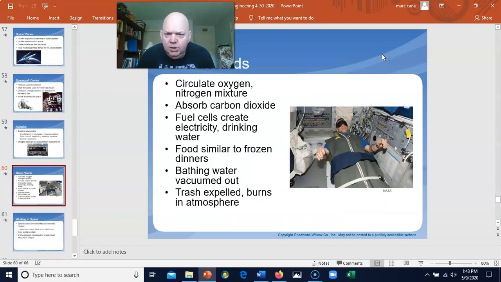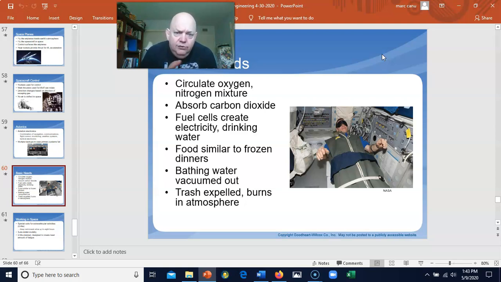Basic needs. Okay, so what about the basic needs that astronauts would need? Circulate oxygen, nitrogen mixture. That would be kind of important. Absorb carbon dioxide. There is such a thing as carbon dioxide poisoning in that your ability to take in oxygen, because there's less and less oxygen, that can cause you to pass out. And if you don't get oxygen in there, yes, you can die from oxygen starvation.